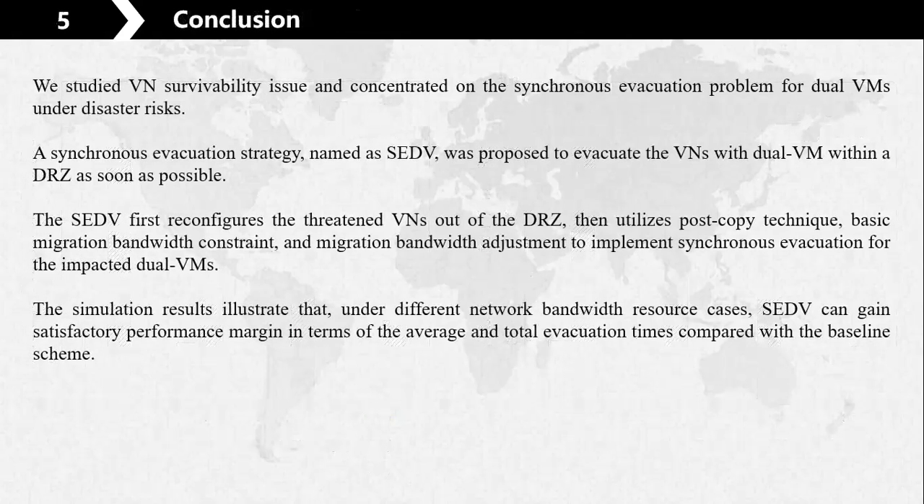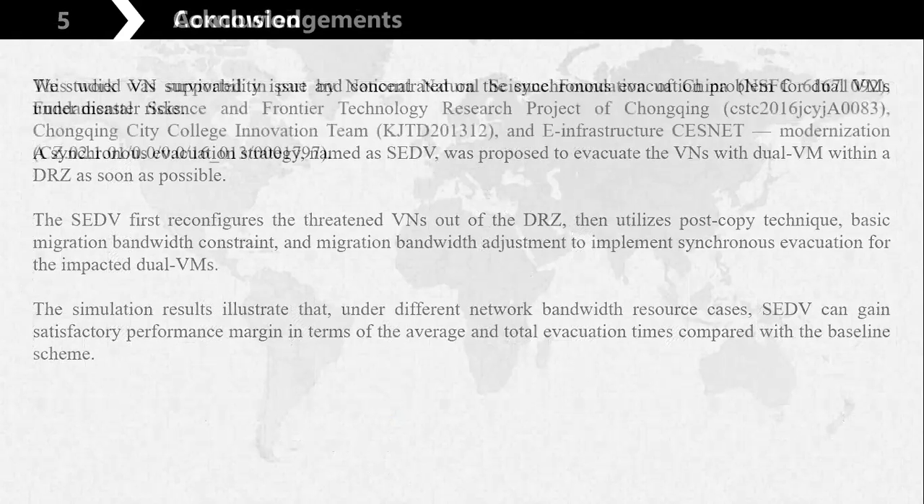In conclusion, we can say that we have studied the VN survivability issue and proposed one scheme named as ACDV, and ACDV first reconfigures the threatened VNs out of DRG and then utilizes post copy technique for the migration purpose, and our ACDV scheme can outperform the baseline scheme.